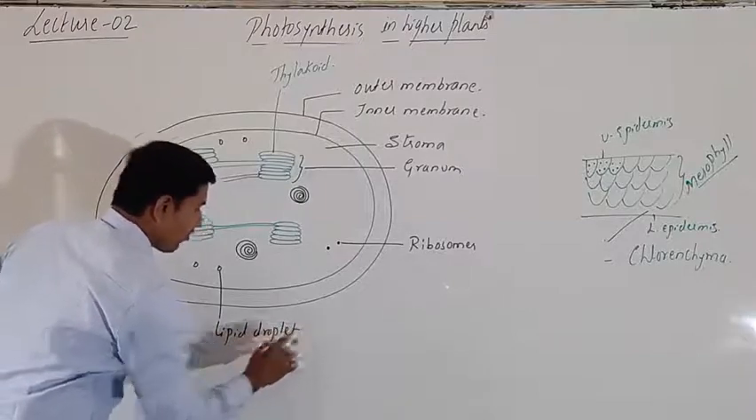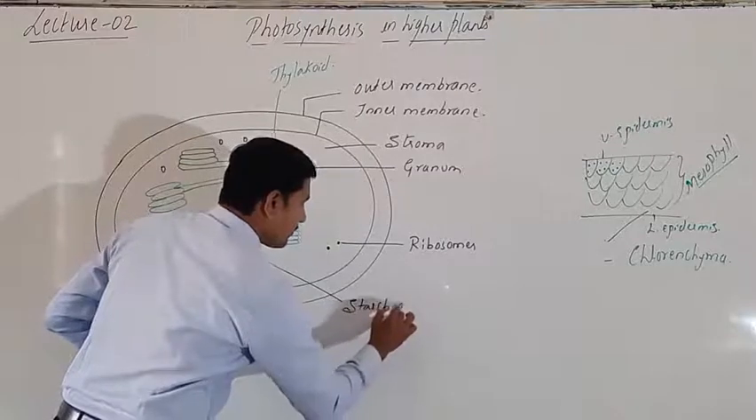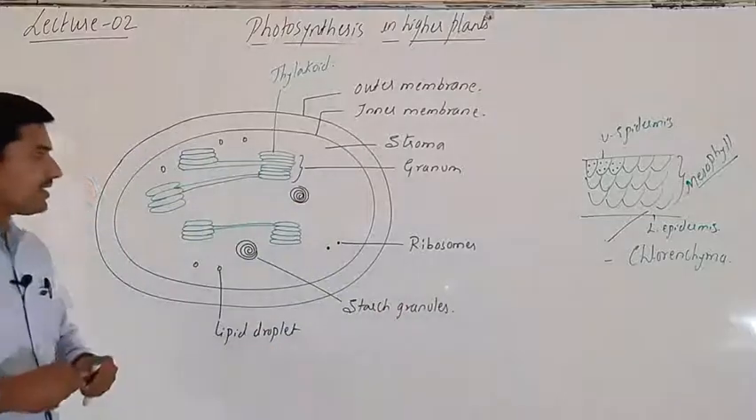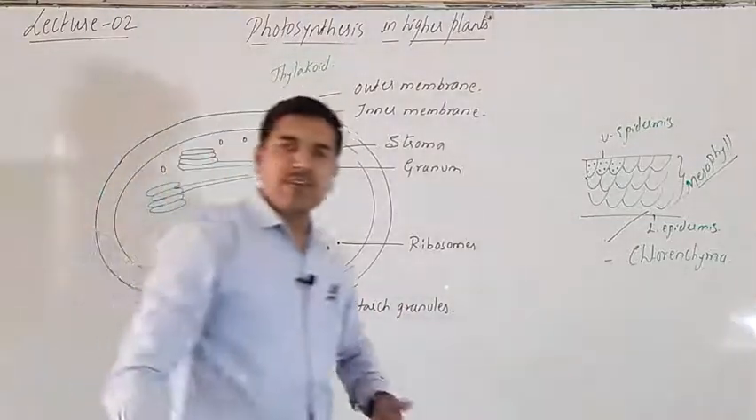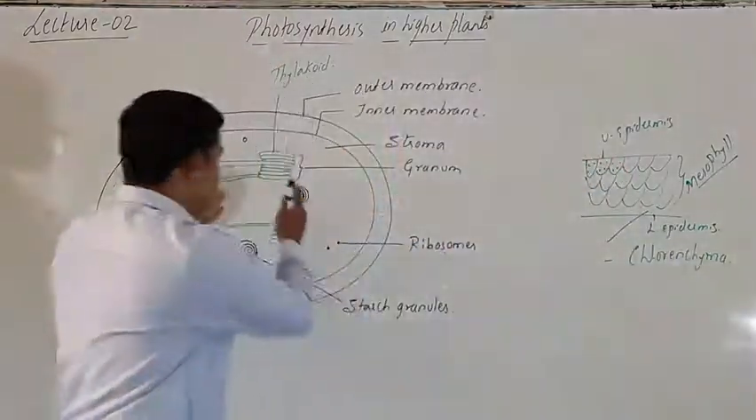This is the lipid droplet. These are starch granules. Okay, so these are the starch granules. So this is regarding the structure of a chloroplast, which we already know. Now look at this. This chloroplast is present here.